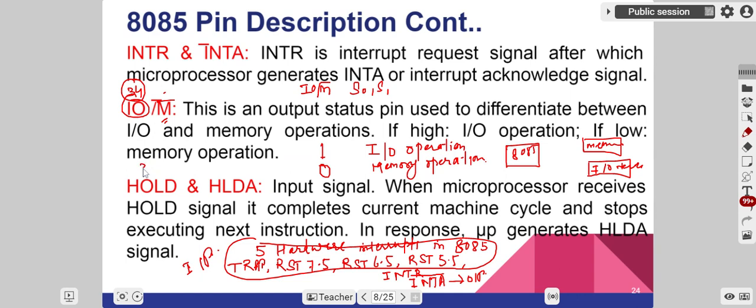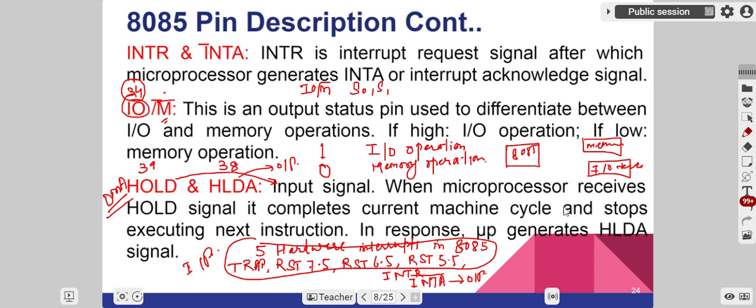Hold is pin number 39, HLDA is pin number 38. These pins are actually used whenever we are using DMA devices, direct memory access devices. This hold signal is an input signal. HLDA is the acknowledgement for hold, which is an output signal.